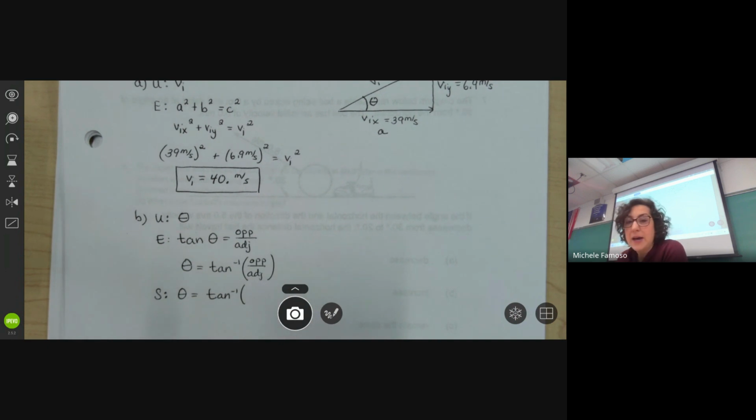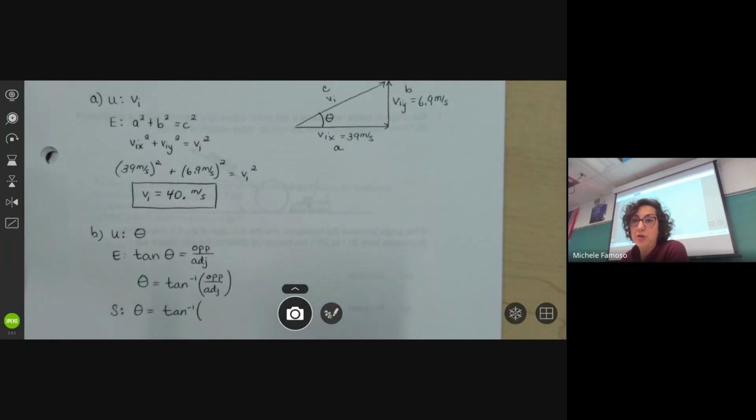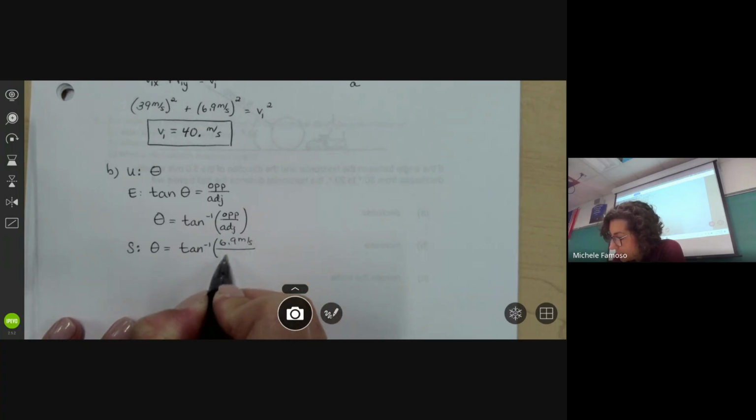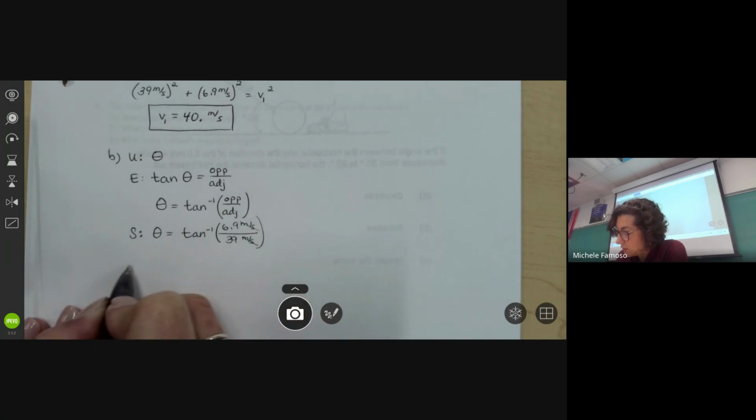The opposite side is which value in that triangle? Is it 6.9 meters per second or 39 meters per second? Alex, which one's the opposite side? 6.9. That is correct, which means the adjacent is 39 meters per second. So those meters per second are going to cancel. You're now going to solve that.